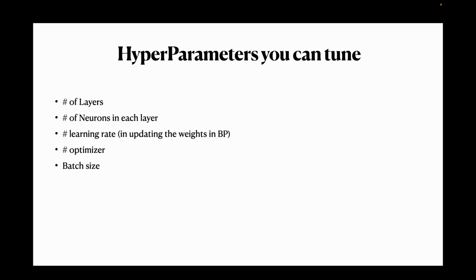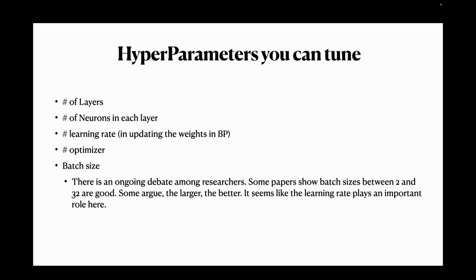The other one is batch size. Do we want a larger size or smaller size? And as I alluded to, there is debate there. Some researchers say the batch size should be very small. Some say it should be very large. But it seems like learning rate and batch size are two dependent tuning parameters. So depending on which learning rate you use, the optimal batch size will be different.